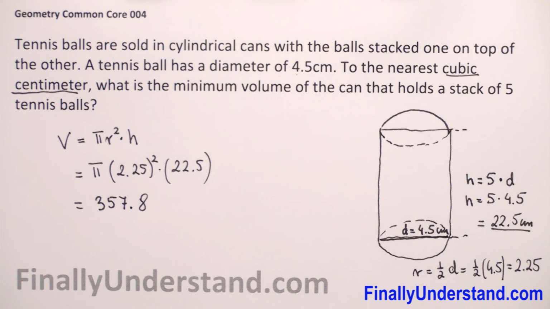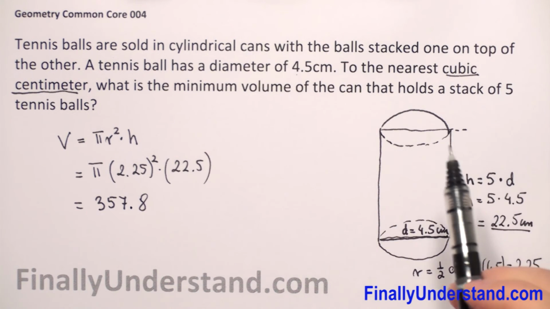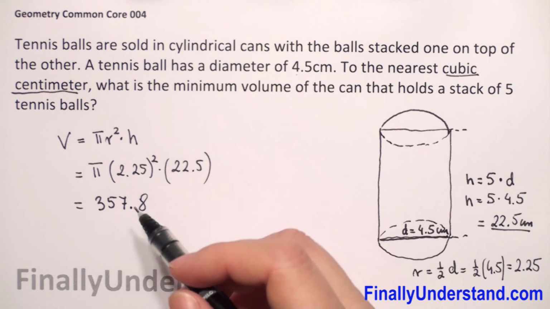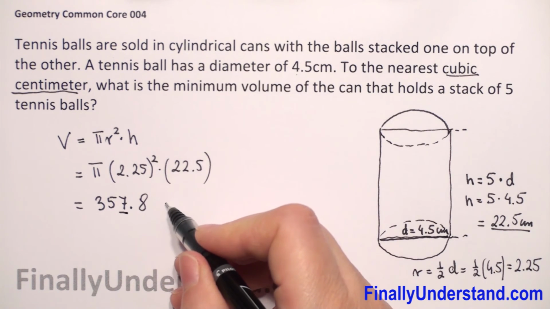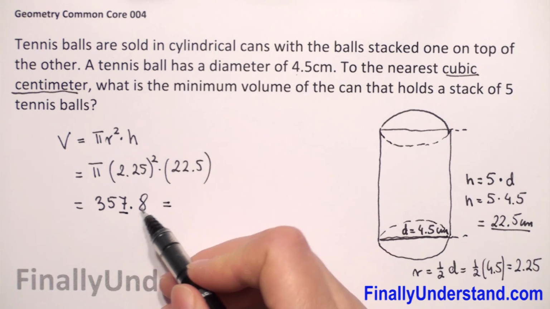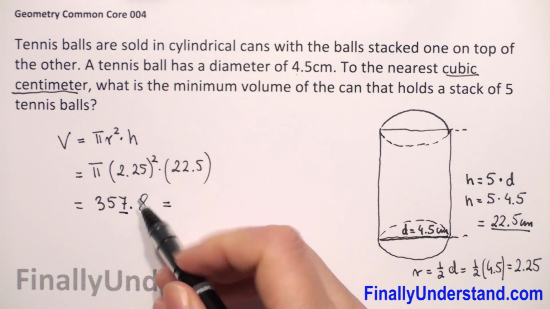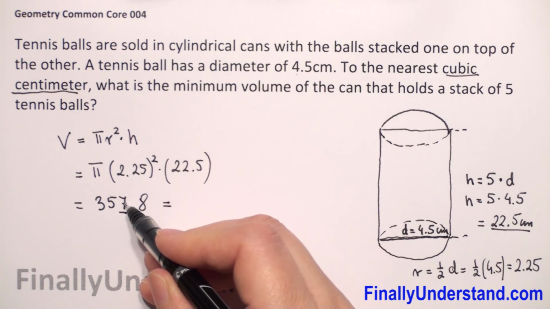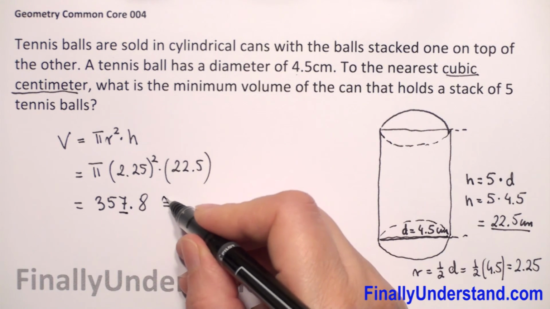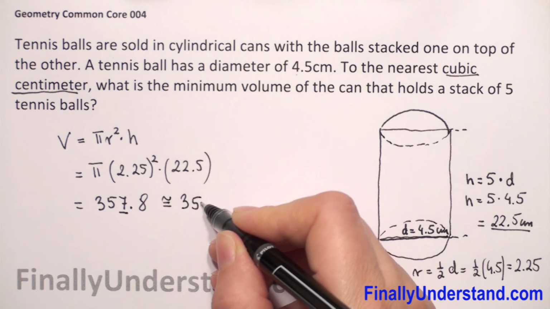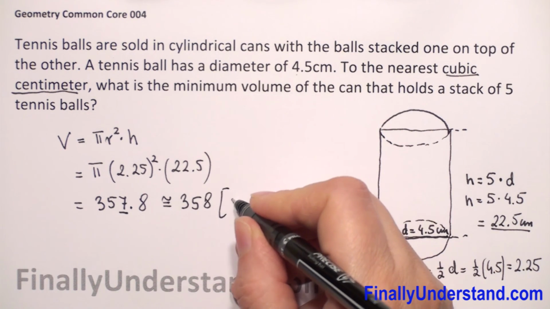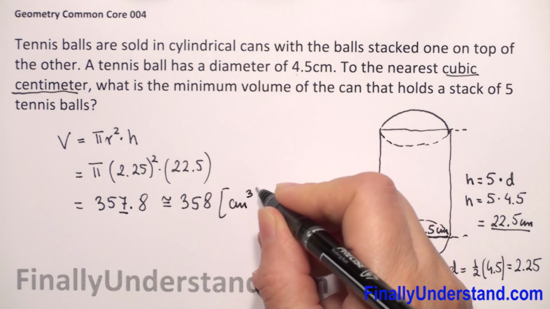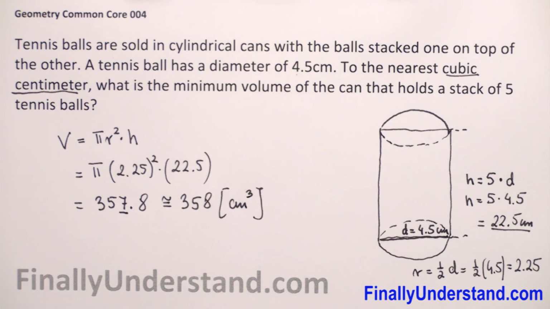And now, because we need to find the value to the nearest cubic centimeter, we have to round this number to the unit. So after 7 we have 8, so we need to add 1 to the underlined digit. So it will be approximately 358, and the unit is cubic centimeters. This is my solution.